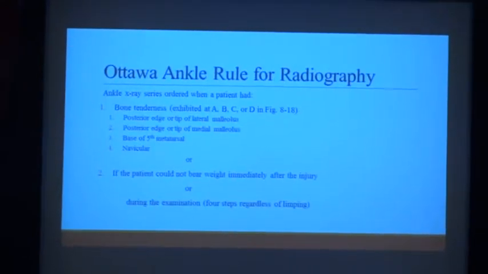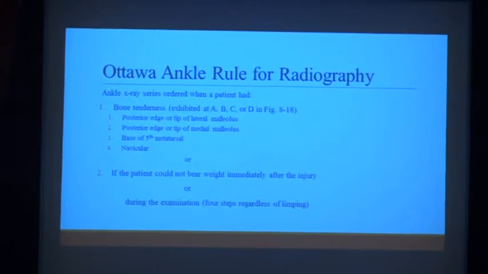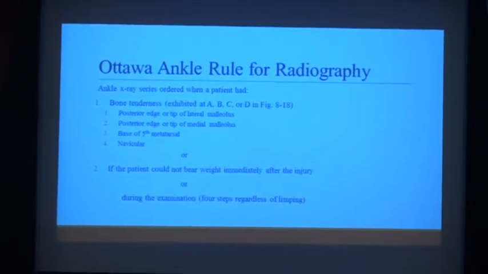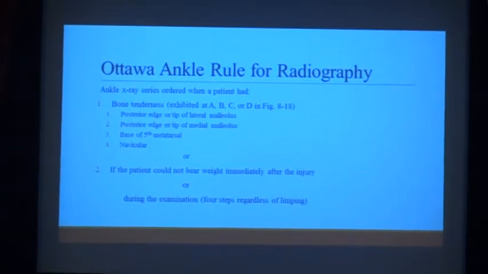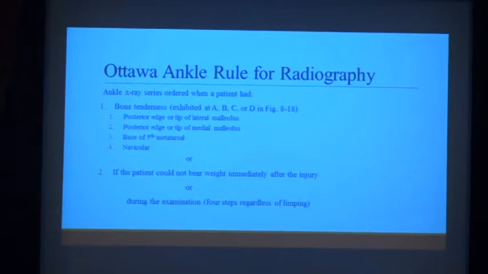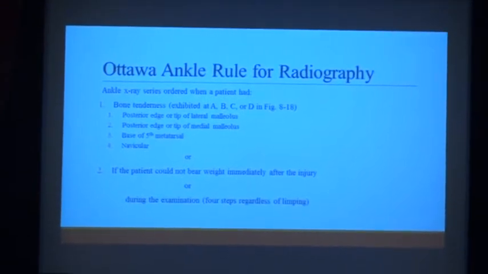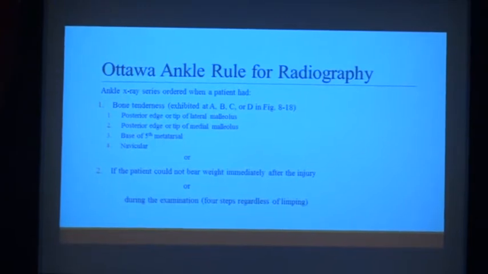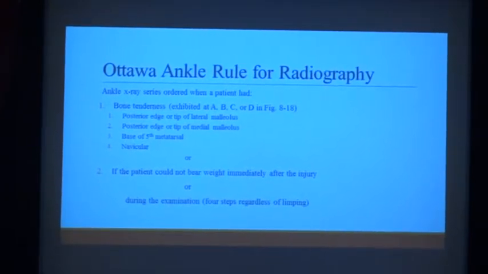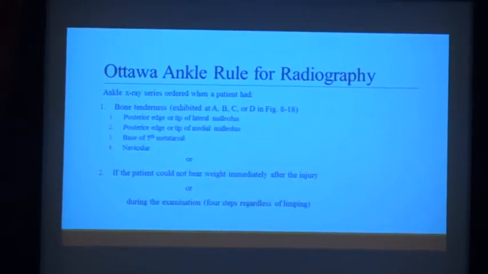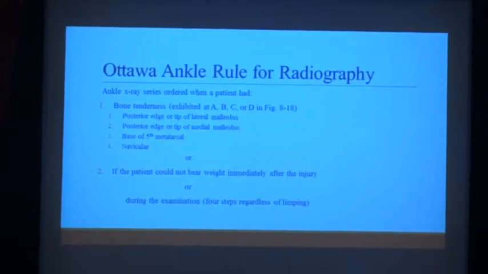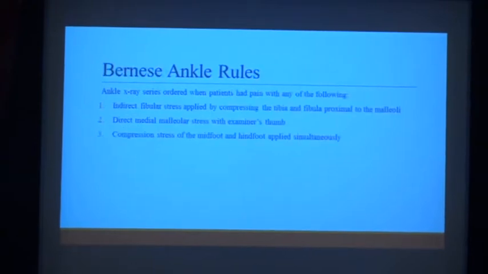So there was an exam I attended where one of the examiners asked: what is the Ottawa ankle rule for radiography? I had never read it, and afterwards I went and found out. An ankle X-ray series is to be ordered when a patient has bone tenderness at the posterior edge or tip of the lateral malleolus, the posterior edge or tip of the medial malleolus, the base of the fifth metatarsal or the navicular, or when the patient could not bear weight immediately after the injury and during the examination. So this is what he asked for, the Ottawa ankle rule. Probably will do well to find out again and go through that.